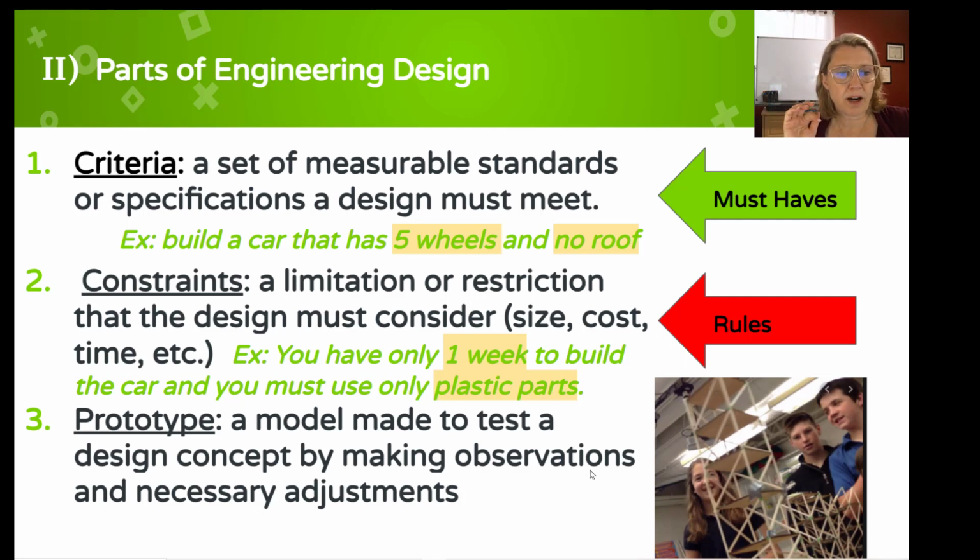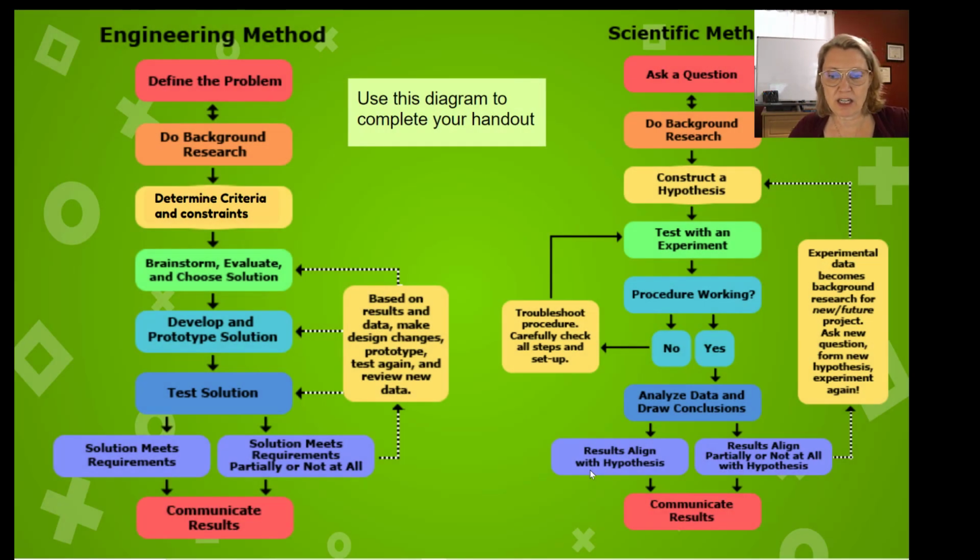One other important part of an engineering design is the prototype. And a prototype simply is a model that you make to test your design idea. And then you can make any observations, you can test it to see if it works. Maybe you find out that you built a 5-wheel car and the 5th wheel that you put in makes the vehicle off balance, and it would be better if you put it in the back rather than in the front, whatever. So the prototype is just a model that helps you figure out how you're going to build it. And at that point, you can make necessary adjustments if you need to.